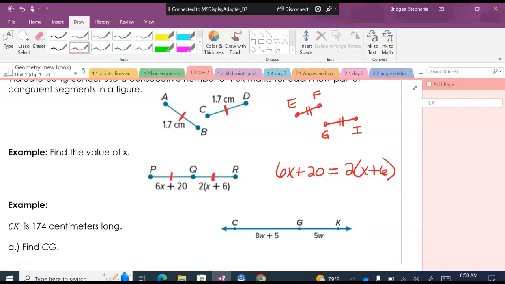Distribute it, yeah. Ready? We need to solve this equation. What's the first thing we need to do to solve this equation? Distribute, we need to get rid of those parentheses, right?